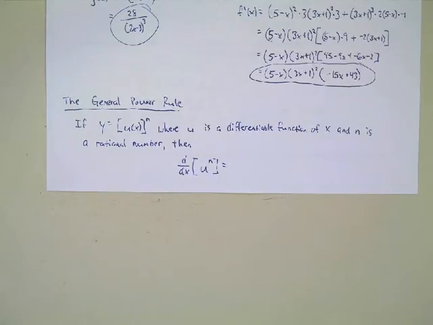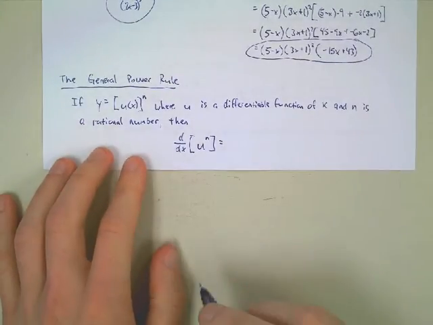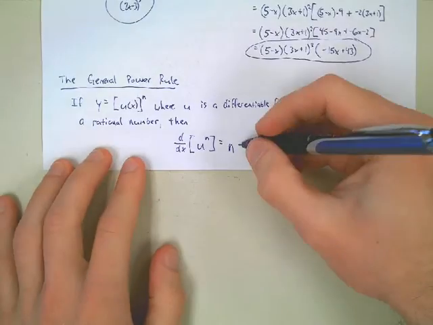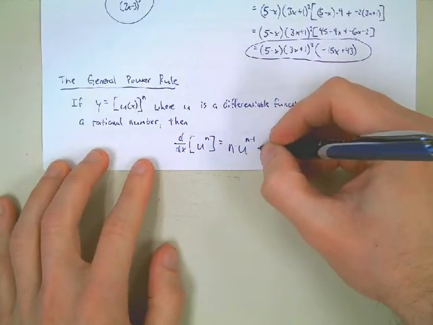What would this be? What's the derivative? What will we say is the derivative of u to the n? n times u to the n minus 1 times u prime, or the derivative of u. So we'll say u prime.